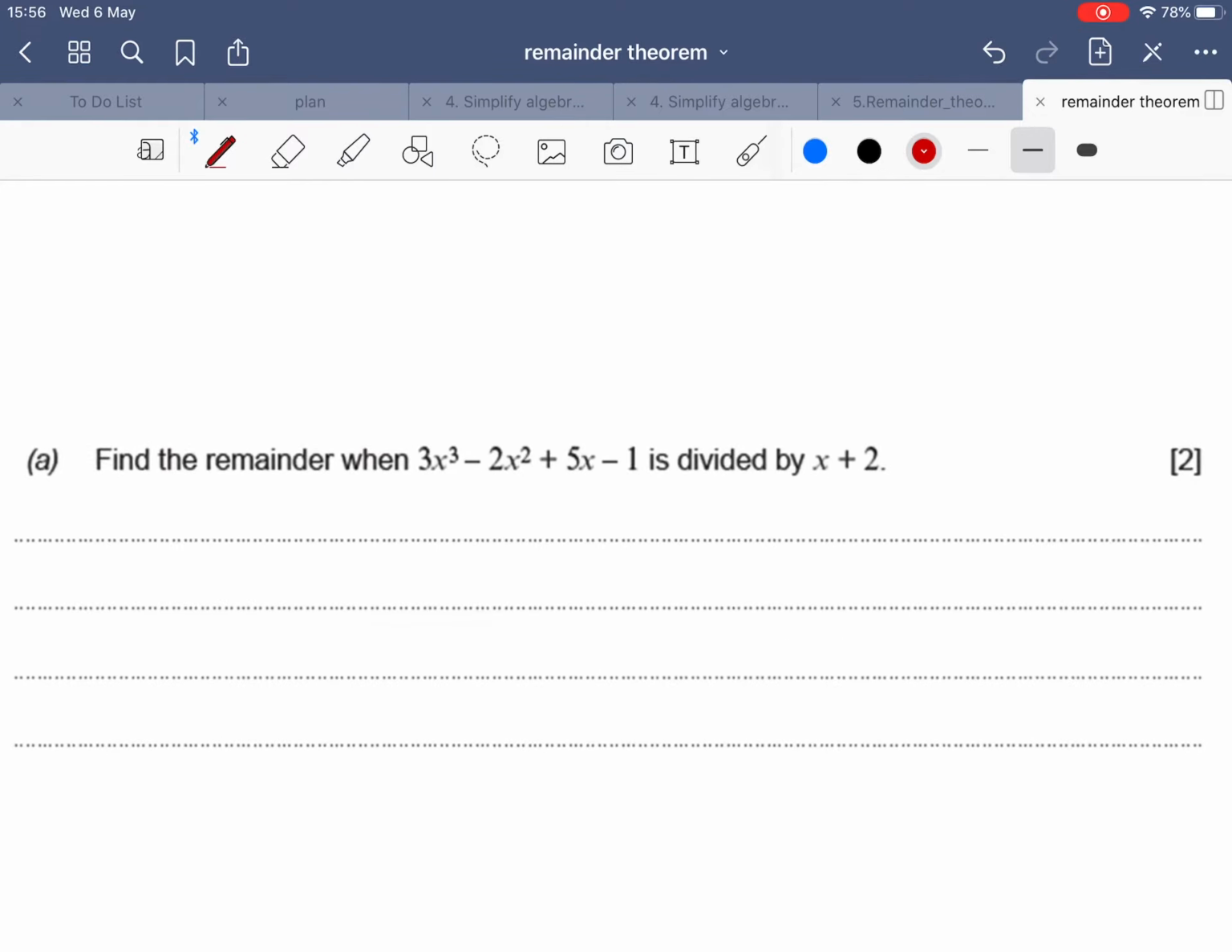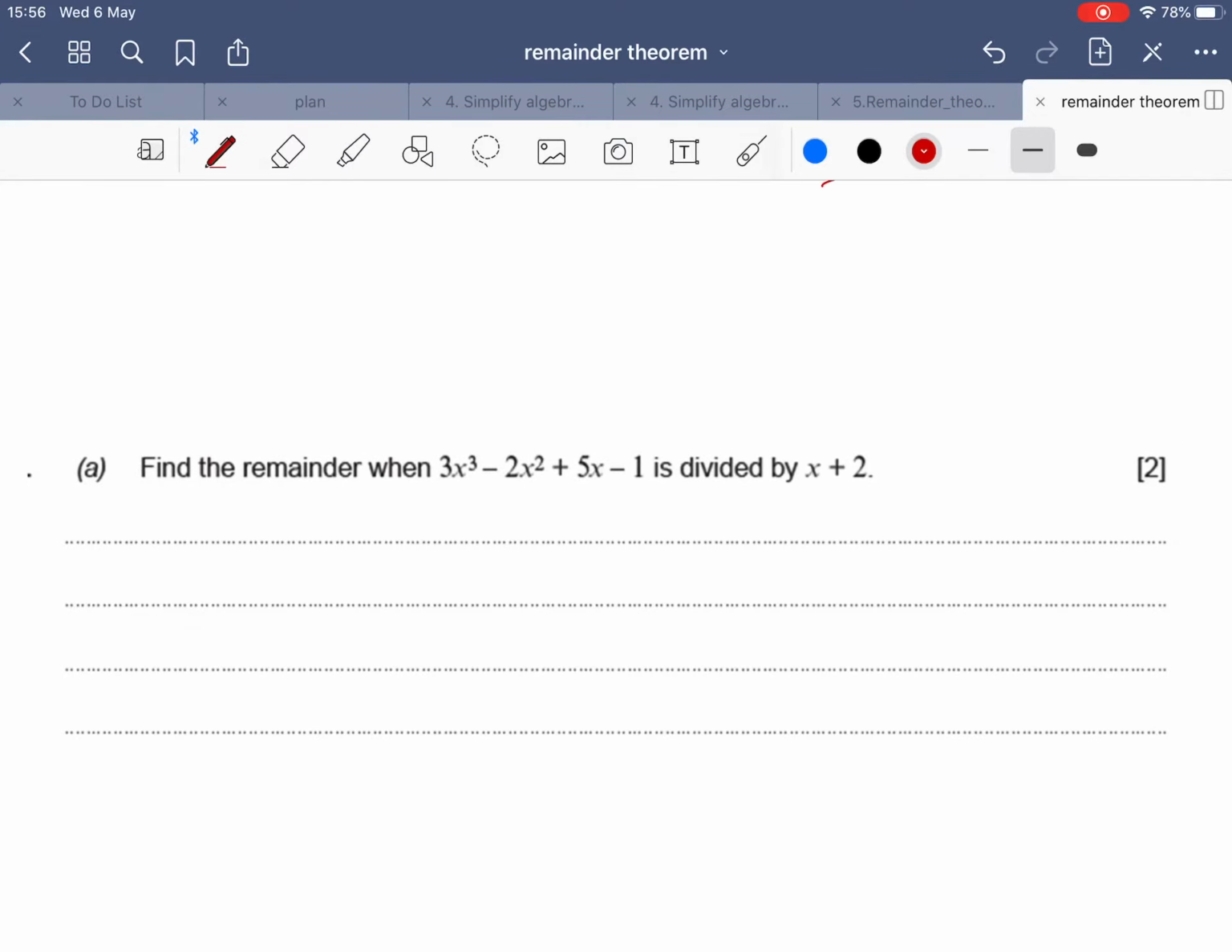Last one. This one looks a little bit different because it doesn't say minus. So we've got find the remainder when 3x cubed minus 2x squared plus 5x minus 1 is divided by x plus 2. So again, concentrate on this bit first. We're not dividing. Make it equal 0. Something plus 2 is 0. x would have to be minus 2. Can you see it's the opposite every time? So if it said divided by x minus 2, that would be 2. But in this case it says divided by x plus 2, so we need to substitute in x equals minus 2.